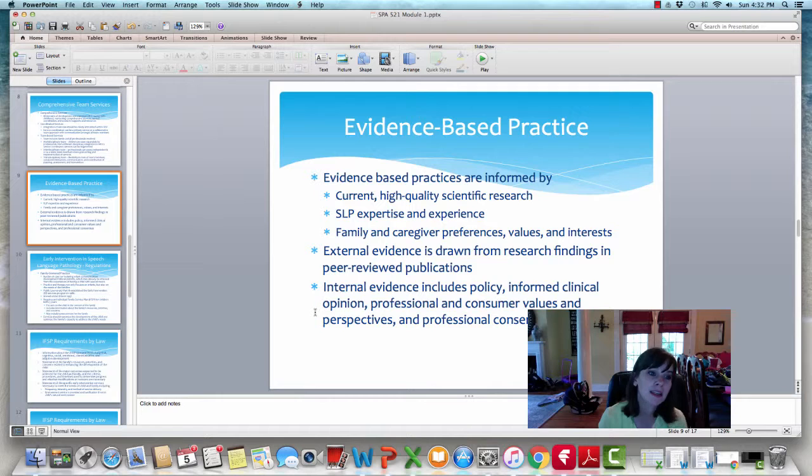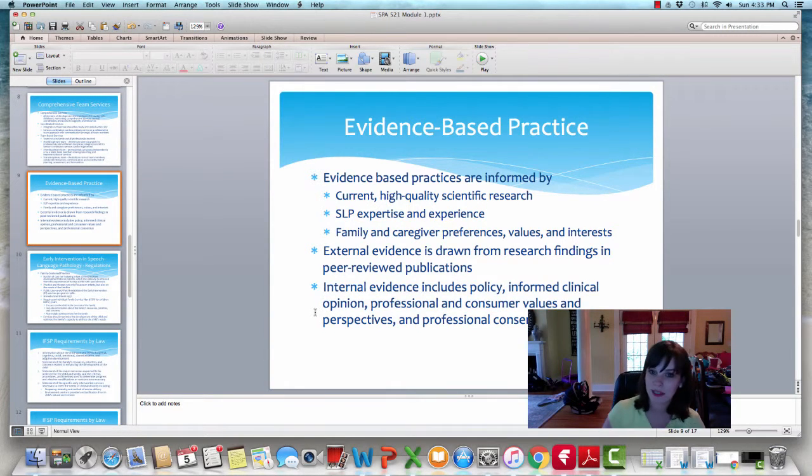All right. And then finally, evidence-based practice. Evidence-based practices are informed by current high-quality scientific research, usually published in peer-reviewed journals, the SLP's expertise and experience, and then the family and caregiver preferences, values, and interests. So your expertise and experience as an SLP carries as much weight and value as the family or caregiver's values. That's very important to keep in mind, because we're not operating just in isolation with the research, saying this is what the research says. We're bringing our expertise and our knowledge into how to apply that research into praxis.